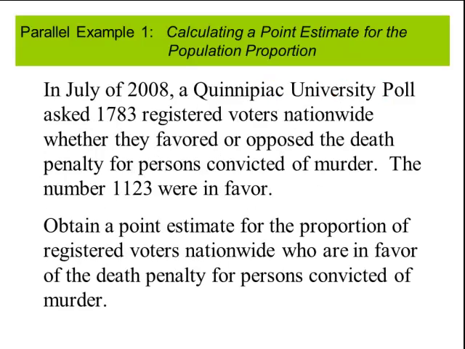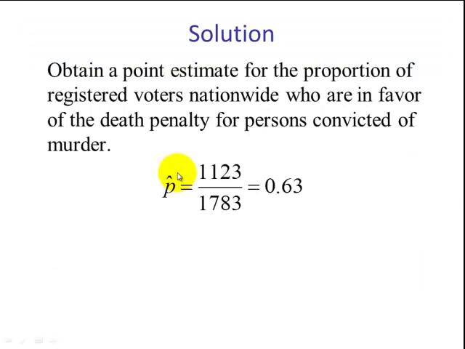Let's do an example. In July 2008, a university poll asked 1,783 registered voters nationwide whether they favored or opposed the death penalty for persons convicted of murder. The number 1,123 were in favor. Obtain a point estimate for the proportion of registered voters nationwide who are in favor of the death penalty for persons convicted of murder. P hat is x.